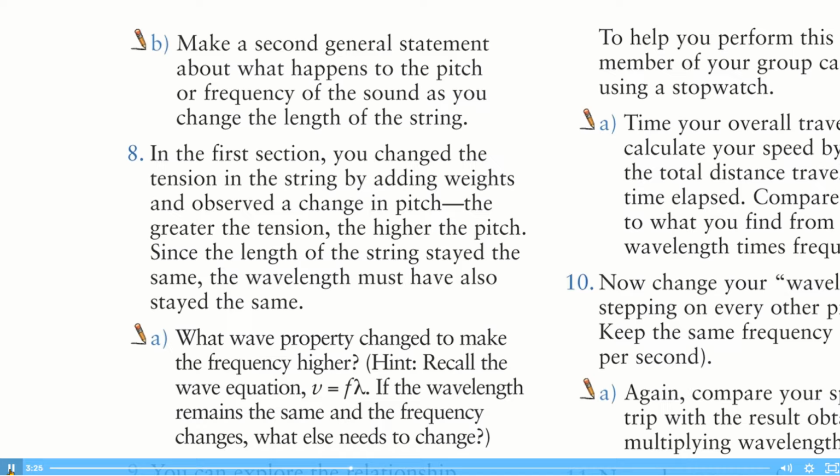8A, what wave property changed to make the frequency higher? As a hint, recall that the wave equation is V, the velocity, is equal to the frequency times the wavelength, which is given the symbol lambda. If the wavelength remains the same and the frequency changes, what else needs to change?